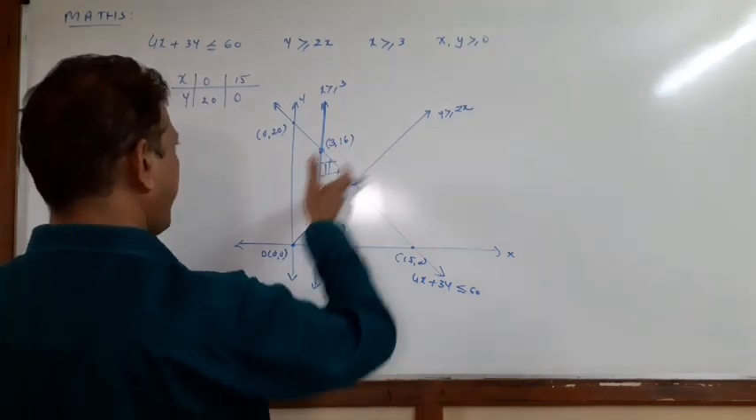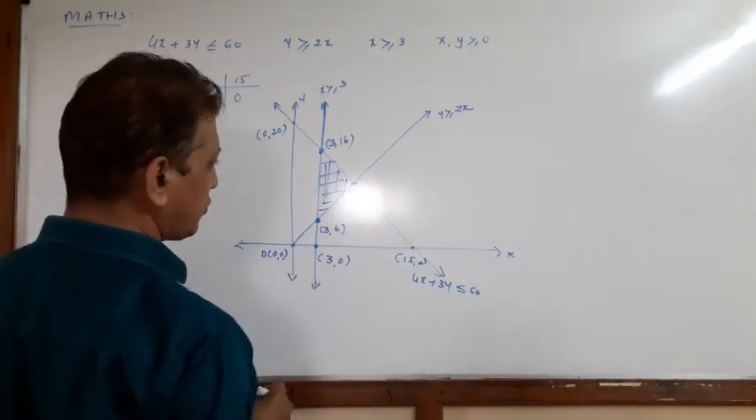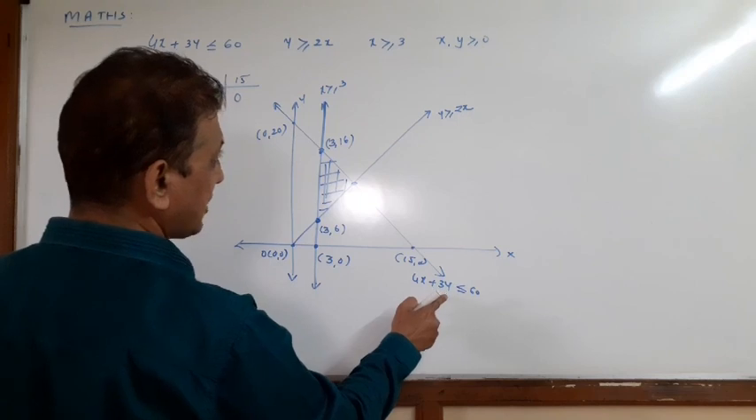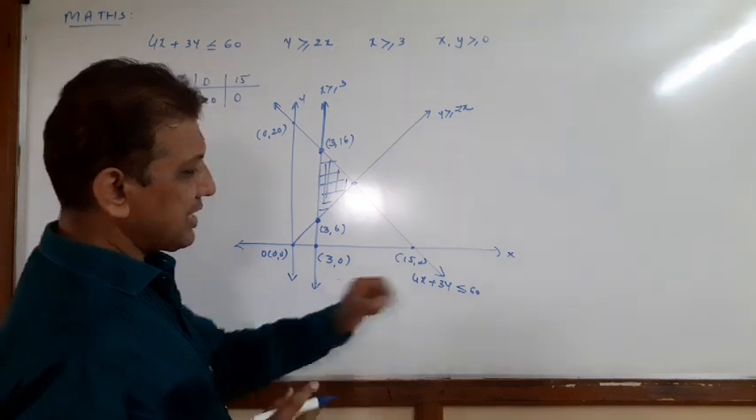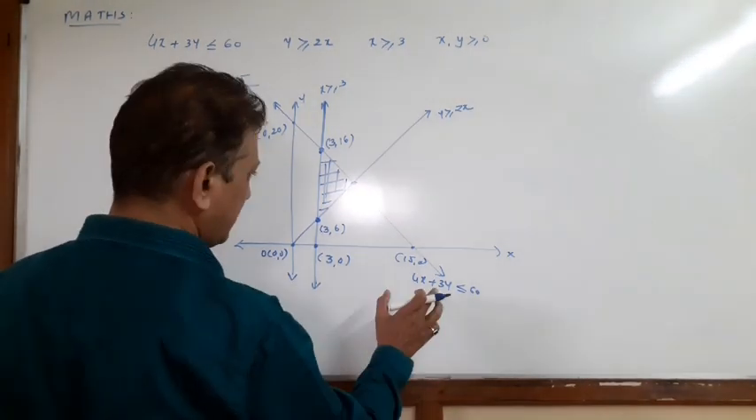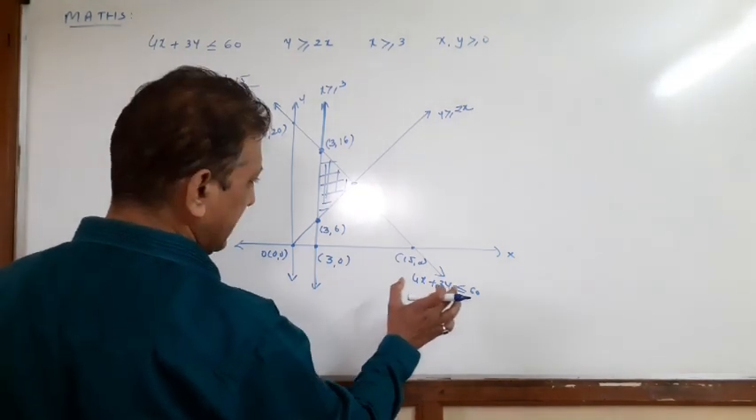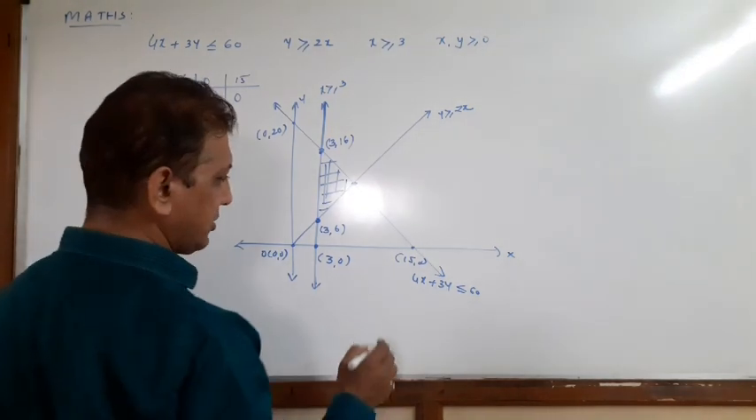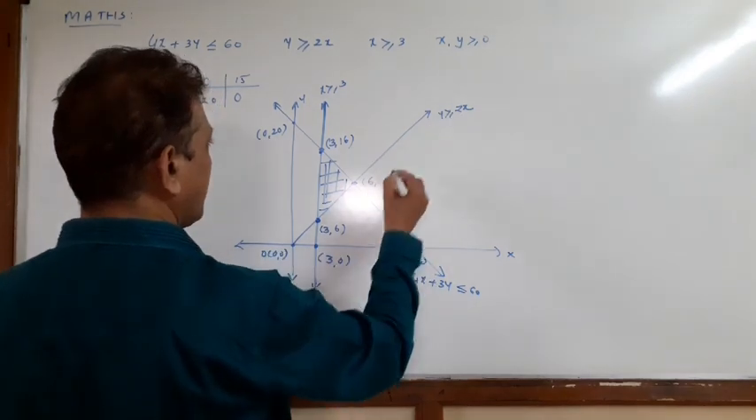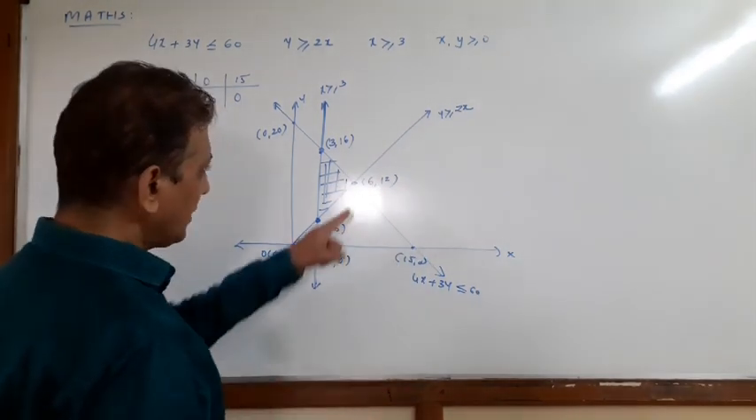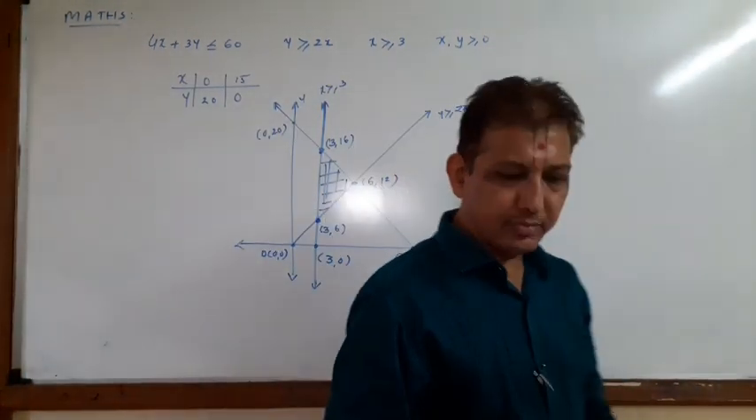Now y greater than or equal to 2x. Put y equal to 2x. So 3 2s are 6x. 6 plus 4, 10x less than or equal to 60. So x equal to 6. Put x equal to 6, y 12. 6 4s are 24, 12 3s are 36. 36 plus 24, 60. Right answer.